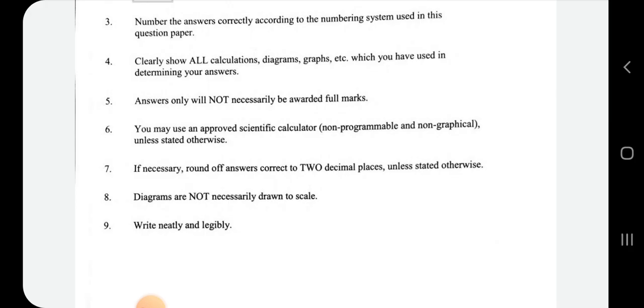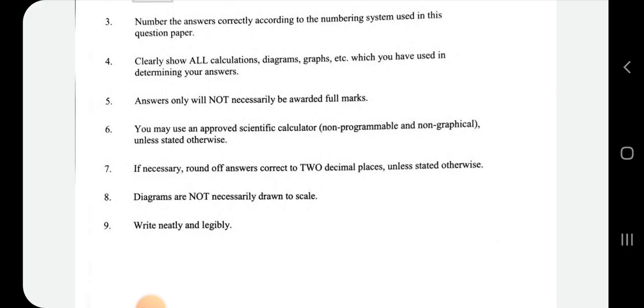Number 5 says answers will not necessarily be awarded full marks. That's what I just said. If it's 3 marks, part of those marks go towards steps. So you cannot be given full marks when you have just written the answer. You will be given the mark that the answer deserves. If the answer is 1 mark, then you only get 1 mark, and you have forfeited 2 marks because you don't want to write steps.